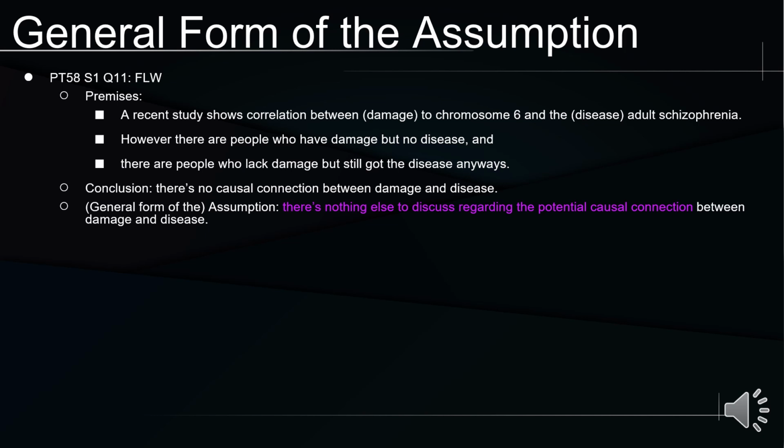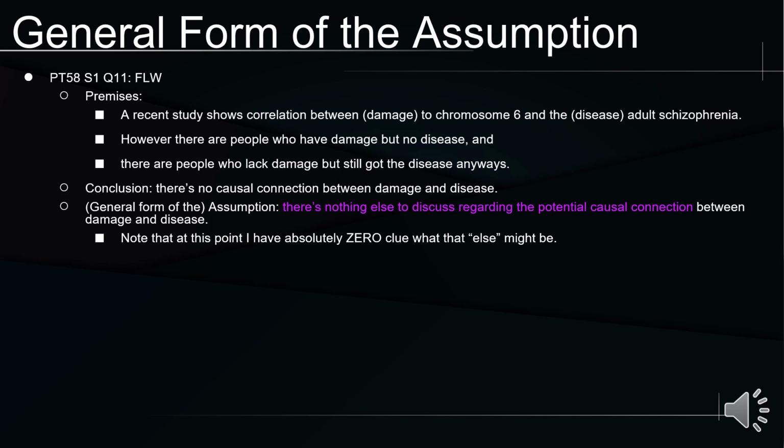We don't actually know that there isn't a causal relationship. But of course, if our arguer has structured their argument as they have, they are in fact assuming that somehow we know enough based on the premises given to conclude that in fact there is no causal relationship. Whereas in reality, the only safe conclusion to make is that we just don't know enough. And of course, that's reflected in the general form of the assumption, which basically plays it safe by saying, hey, the arguer is just assuming that there's nothing else left to discuss about the potential causal connection. We're not saying that there is, but we also don't know that there isn't.